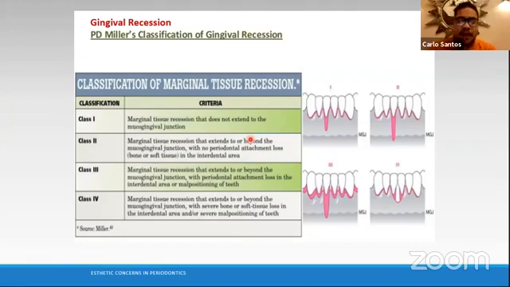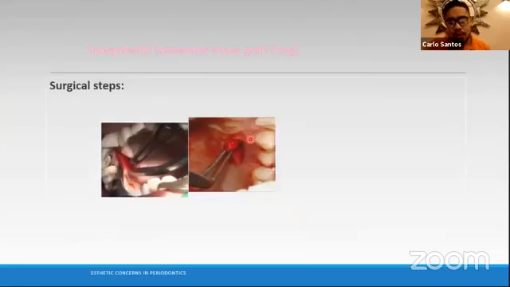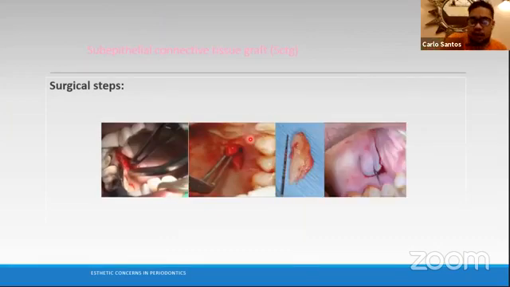I'm still a student, a work in progress. I'm learning every day. Every day we conduct our workshops, I'm also learning. So, like the saying goes, repetition is the mother of all skill. Like I was saying a while ago, this is the most technique sensitive of all the procedures discussed today. Okay? So the surgical steps in your subepithelial connective tissue graft.